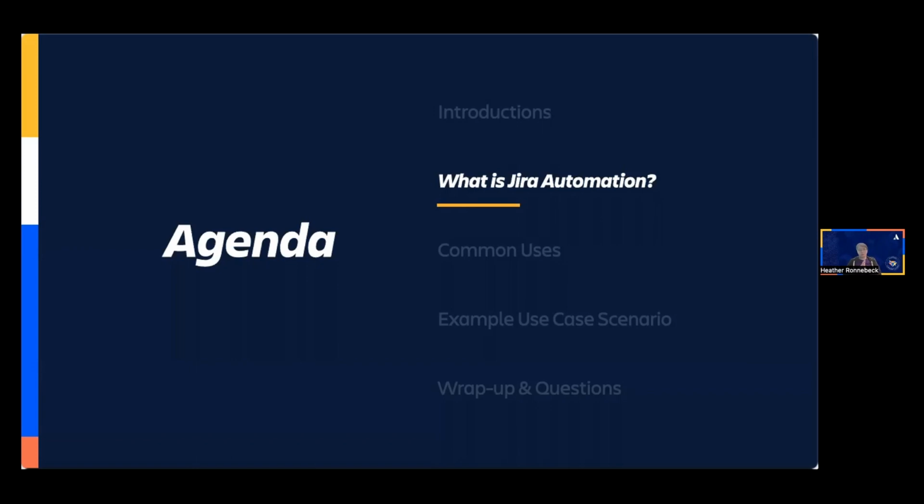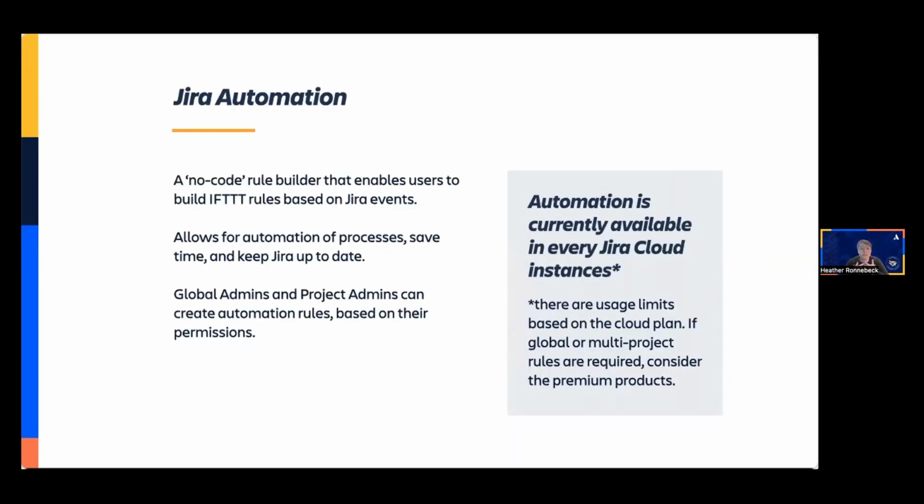To get into this first off, we're going to start off with what is Jira automation. And in that regard there, Jira Automation is a no-code rule builder that will allow users to build out basically if this, then that rules around Jira events. This feature was designed to help administrators, both in Jira and Confluence, automate some of their processes and keep their instances up to date. It has been used as a tool to help also end users save time on their own processes and shed some waste around doing a lot of manual clicking.